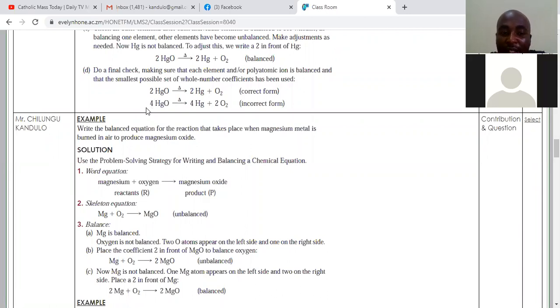Everything, when you balance it, must always be in the lowest terms. 2, 2, 1, not 4, 4, 2, which is also correct, but we'll go for the lowest terms.